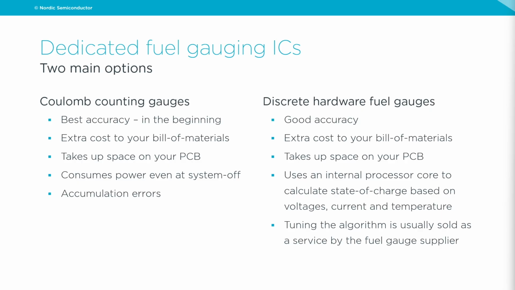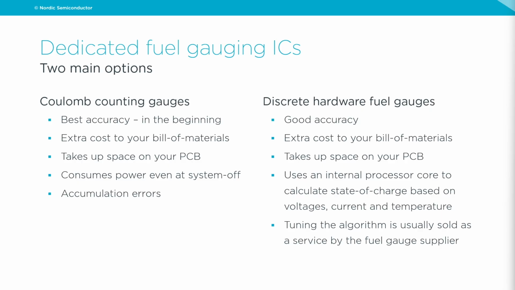Both of them also consume extra power. The coulomb counter is especially bad because it consumes power even at system off, and because it needs to constantly track all the charges leaving the battery, even the ones leaving when the system is off. And to make matters worse, their accuracy is sensitive to accumulation errors, meaning that errors that happen in this coulomb counting process will add on and pile on to each other, and it will be less and less accurate as time goes by.